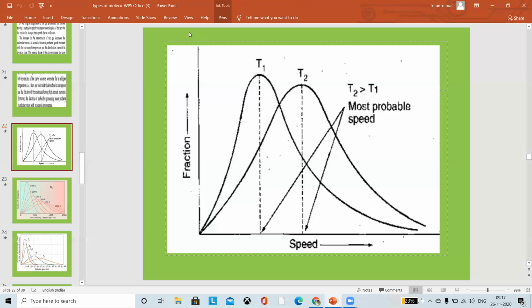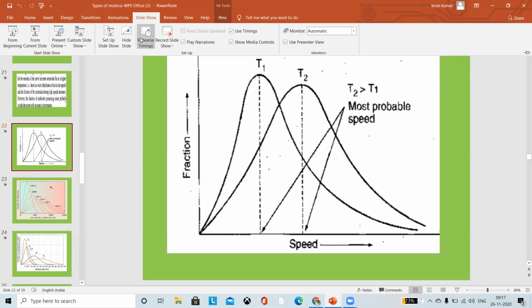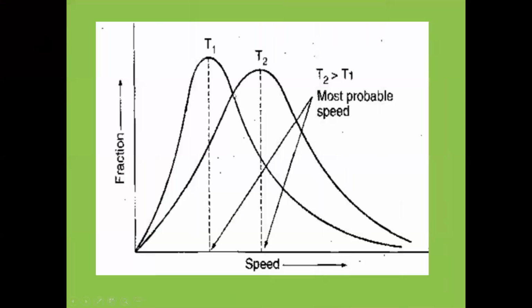Hello everyone. Today we are going to continue with the types of molecular velocities. We have already started the discussion of types of molecular velocities. So how many types of molecular velocities in total? There are three types: RMS velocity, most probable velocity, and average velocity. So three types of velocities we have.